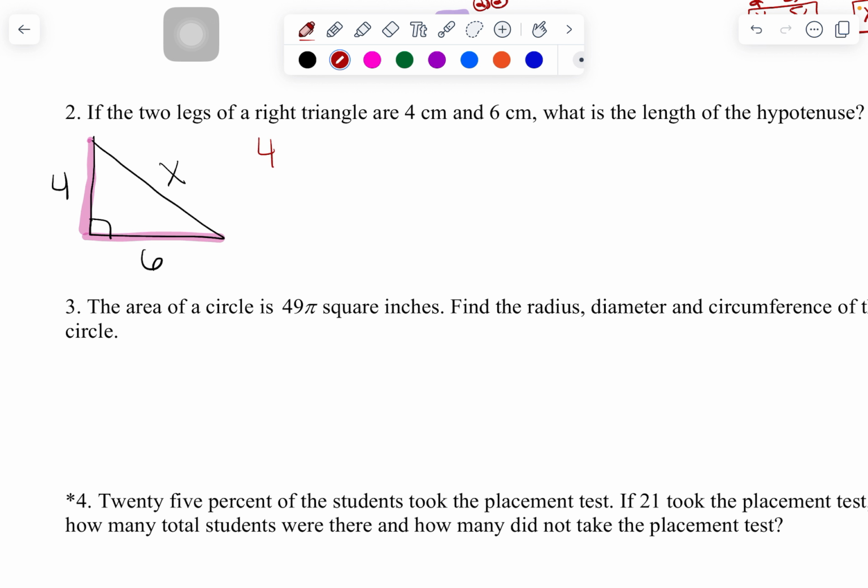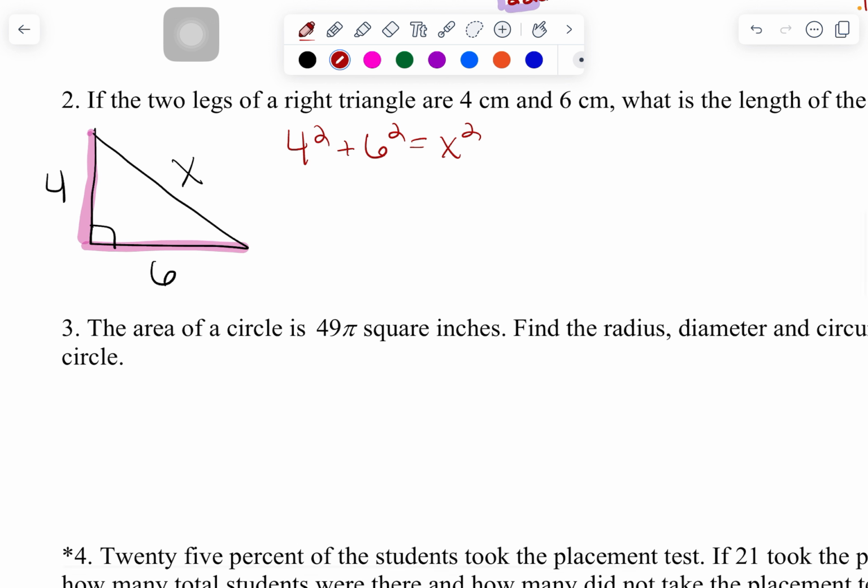All right, so for this, let's set it up. We're going to do leg squared plus leg squared equals hypotenuse squared. And basically at this point, we're just solving. So 4 squared is 16, 6 squared is 36. There's going to be x squared. So if I add 16 plus 36, it's going to be 52. And then, I need to take the square root.